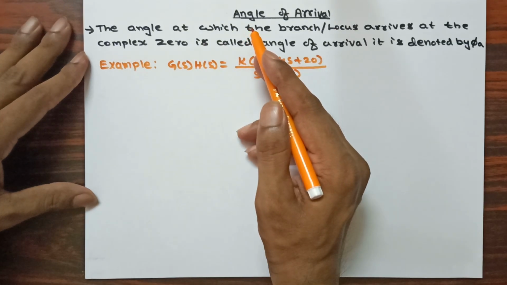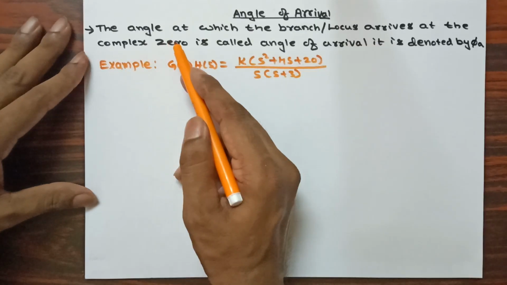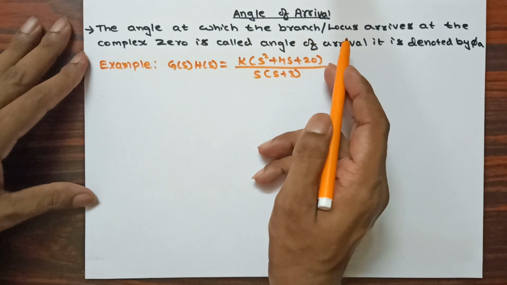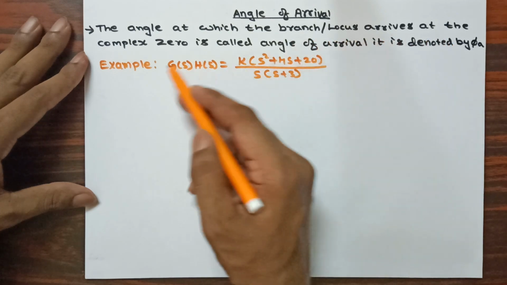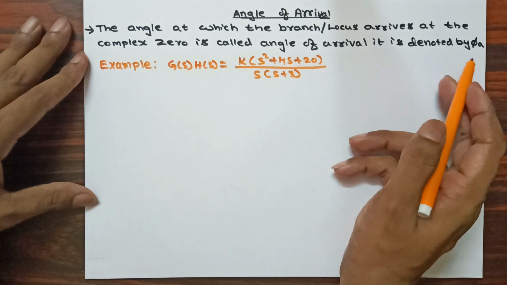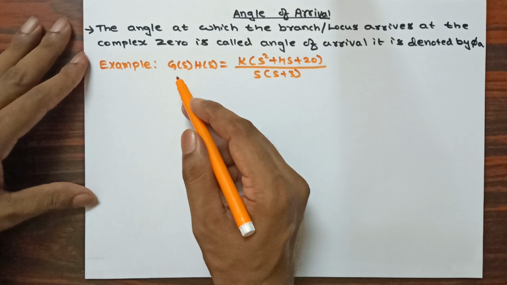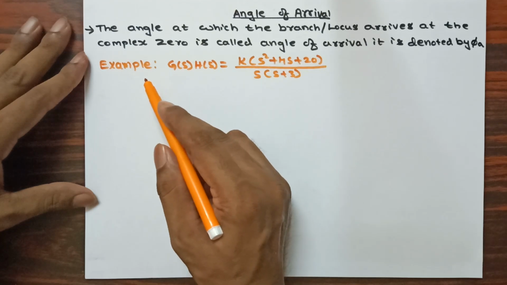Today we are going to discuss angle of arrival in root locus method. The angle at which the branch or locus arrives at the complex zero is called angle of arrival. It is denoted by phi a. Let us see how to calculate the angle of arrival with an example.